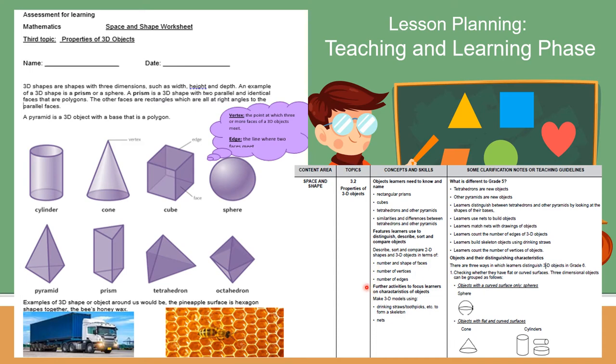Number of vertices, number of edges, okay. And most recommendations of CAPS is to further activities focus on the characteristics of the objects, make 3D models. Actually, we have that as a hands-on activity that we are going to do later on, okay. This is important as the difference between grade 5 and 4, okay. Keep that in mind. It's your lesson.